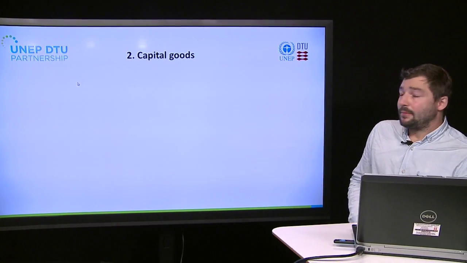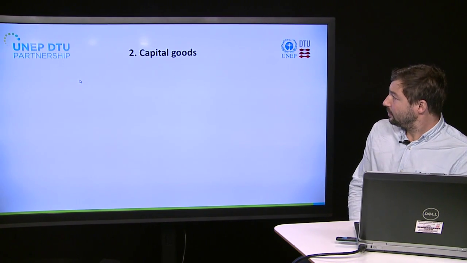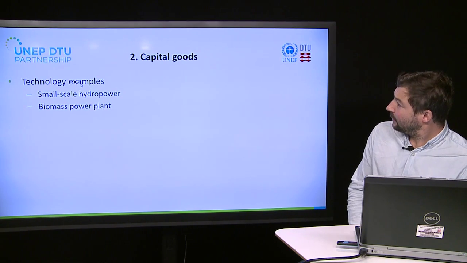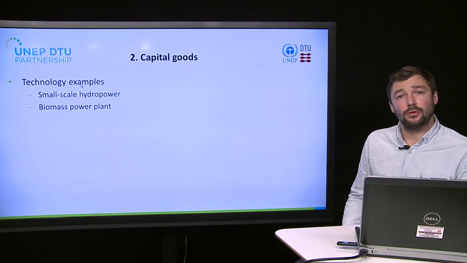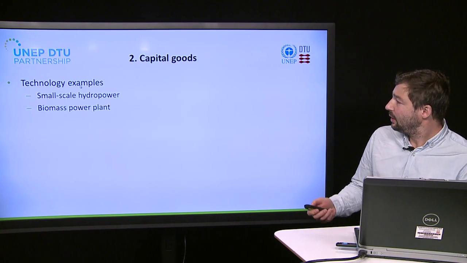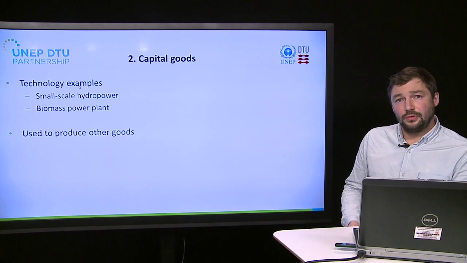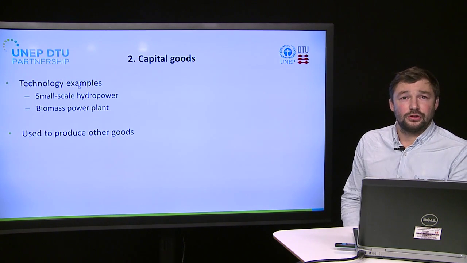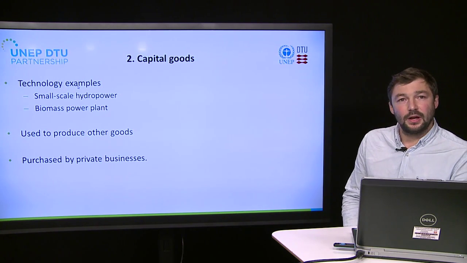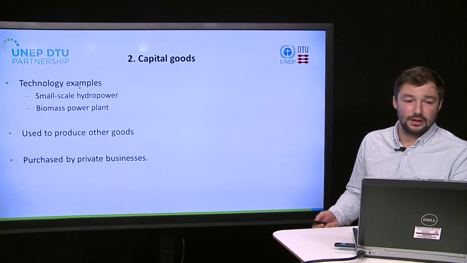The second type of technology within the market goods is what we call capital goods. The technology examples in this particular category include small-scale hydropower, for example, or biomass power plants. And these technologies are typically used to produce other types of goods, for example, consumer goods or electricity. They are typically purchased by private businesses, also on market terms.